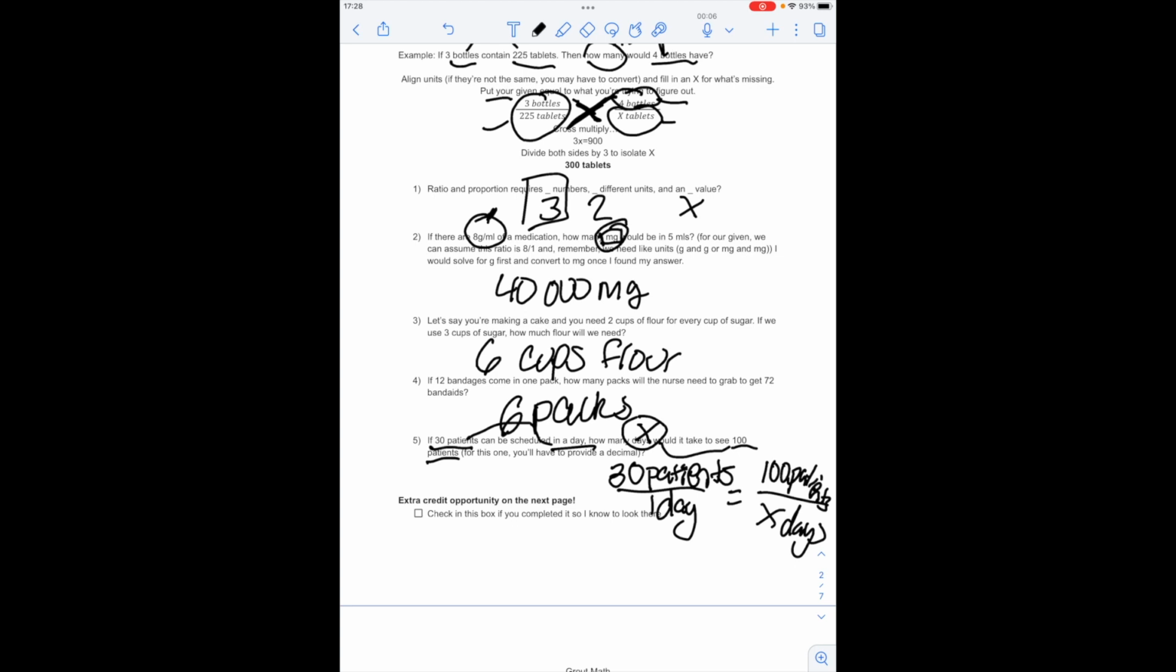Okay. Now that we have that set up, now we need to cross multiply and solve for x. 30x equals 100. Divide both sides by 30 to isolate x. And we get 3.33 days.